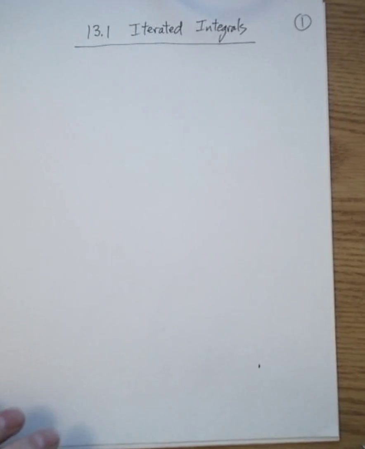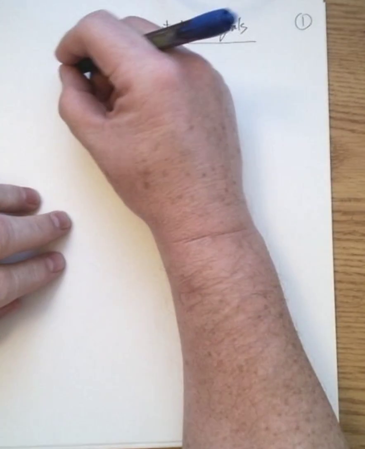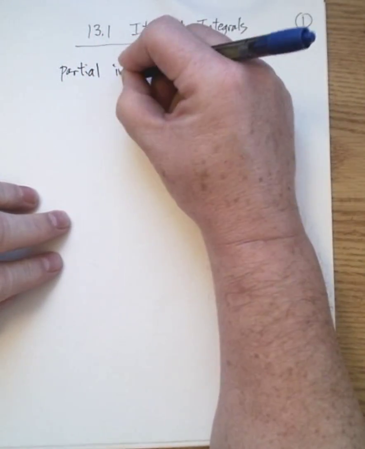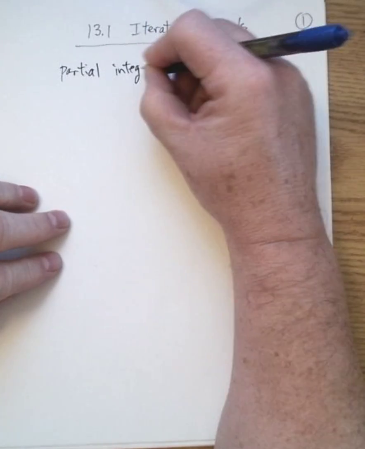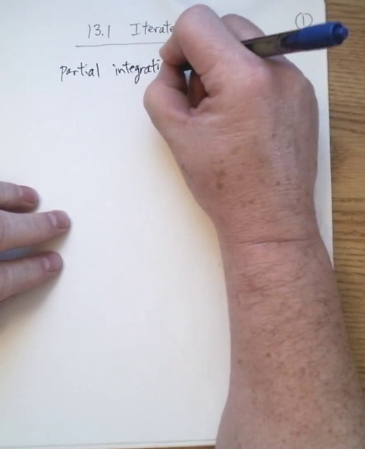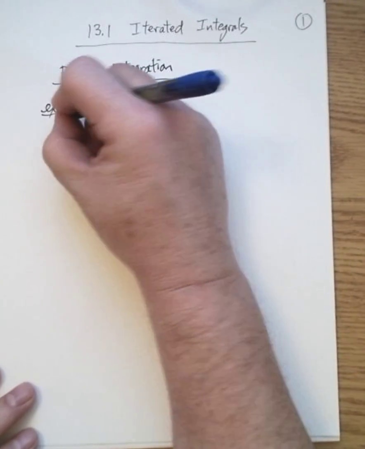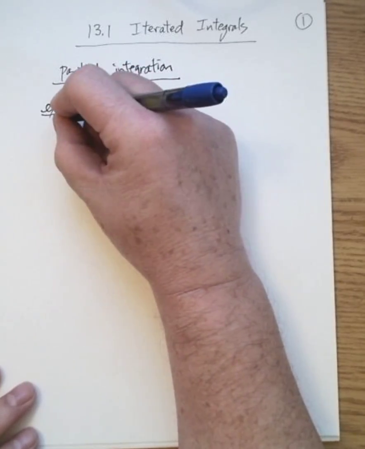Okay, folks, let's start talking about section 13.1 in the book, Iterated Integrals. The first thing I'm going to introduce is something called partial integration. This is very similar to the idea behind partial differentiation. Let's take a look at this. I'm going to do a simple example for you first. Let's do example 1.